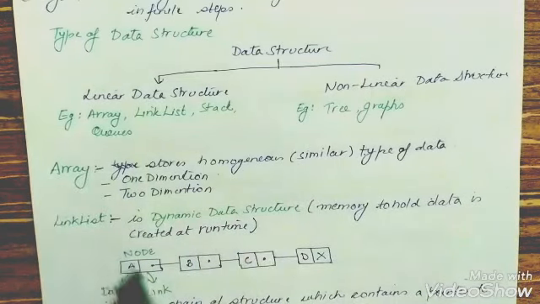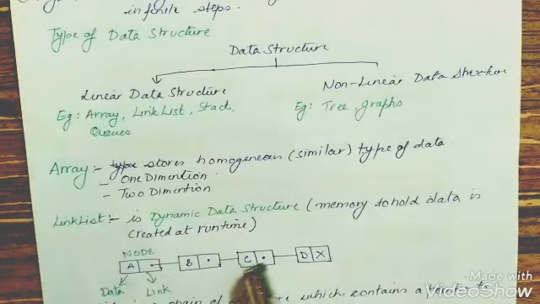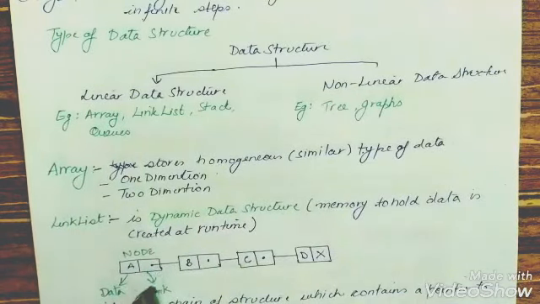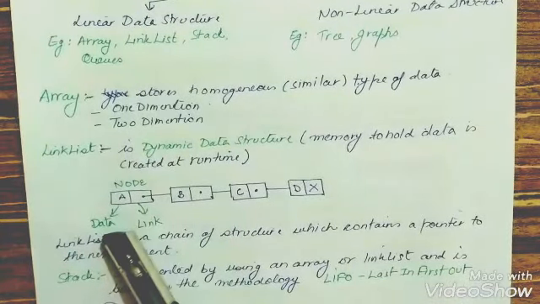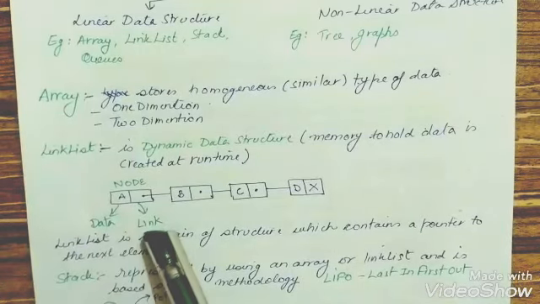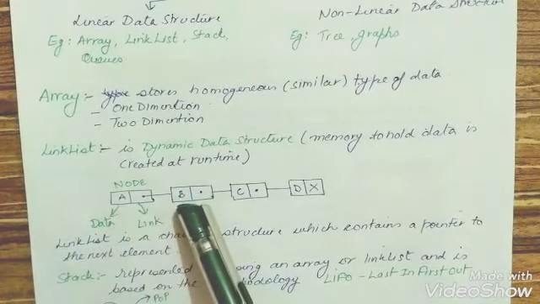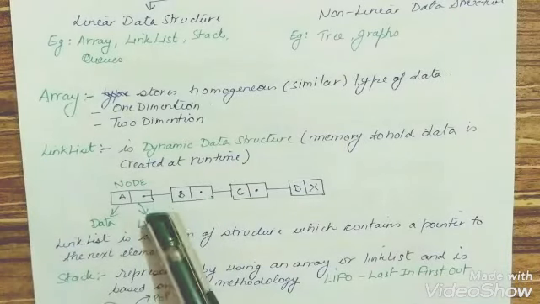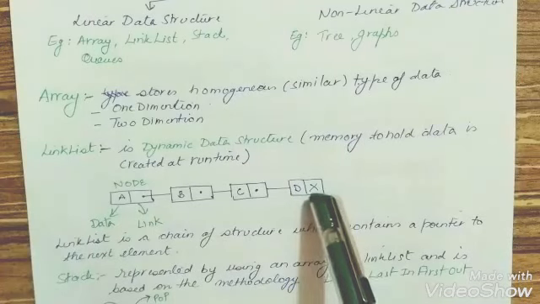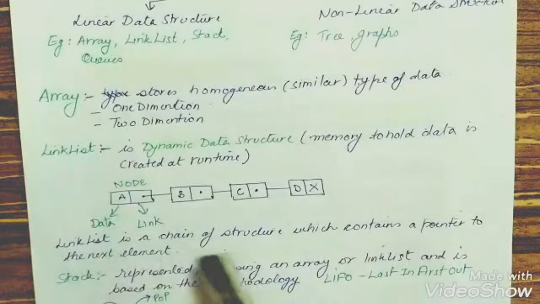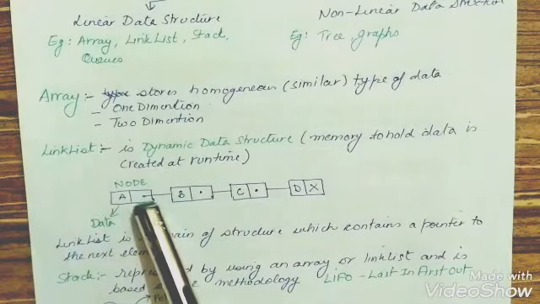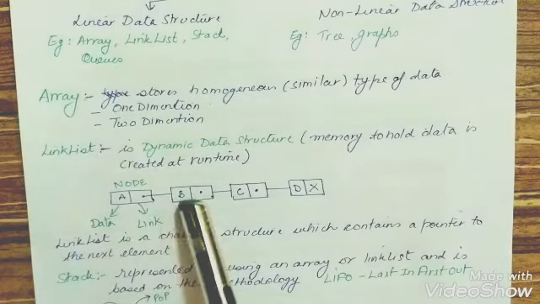So how do we represent a linked list? Over here, all these are called nodes, and a node is divided into two parts. One is the data part and the other is the link part. The data part stores the actual value of the data, and the link stores the address of the next node which is linked to it. Fine. And at the end, where our linked list ends, we have a null value over there. So we can say that a linked list is a chain of structures which contains a pointer to the next element. This is a pointer which is telling the next element where it is.